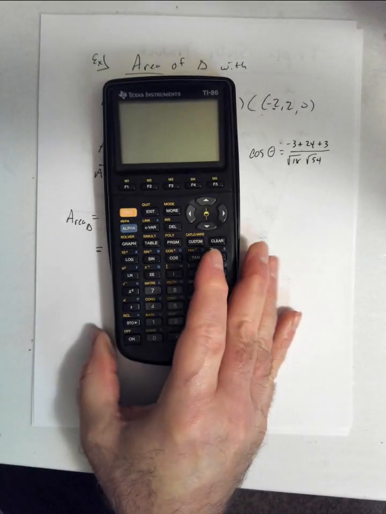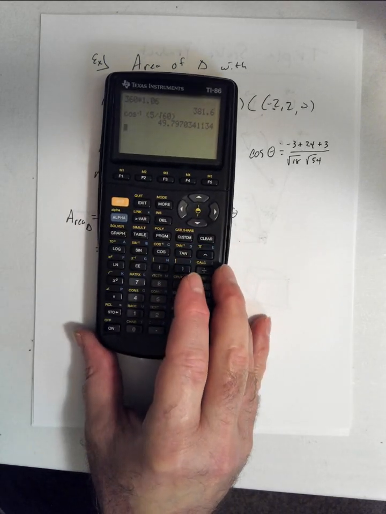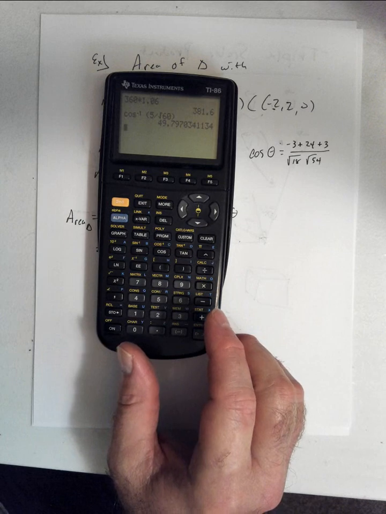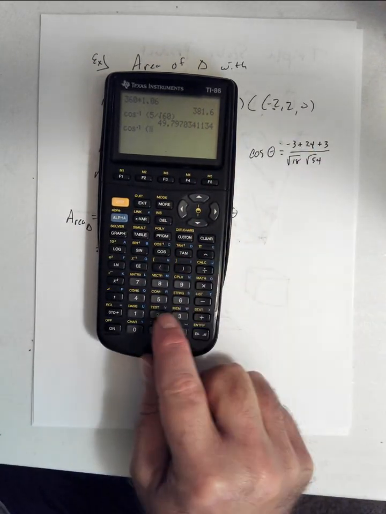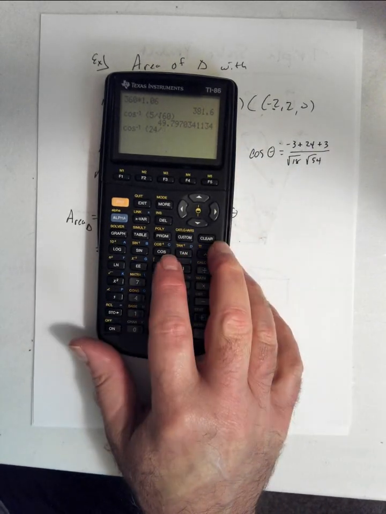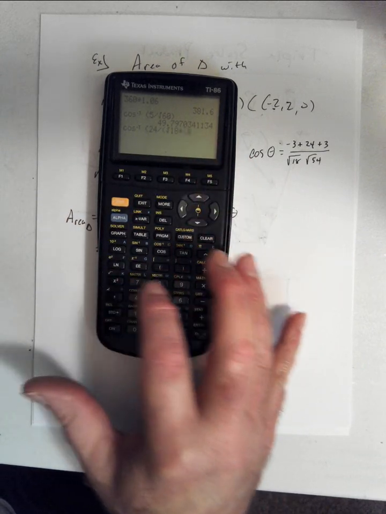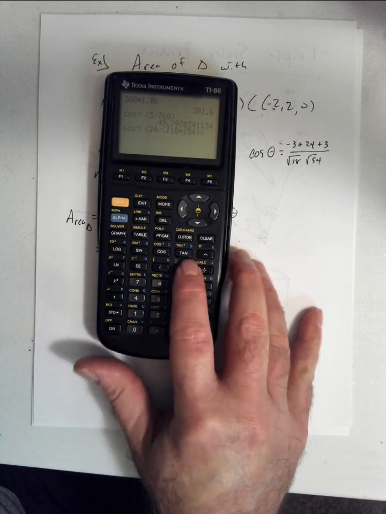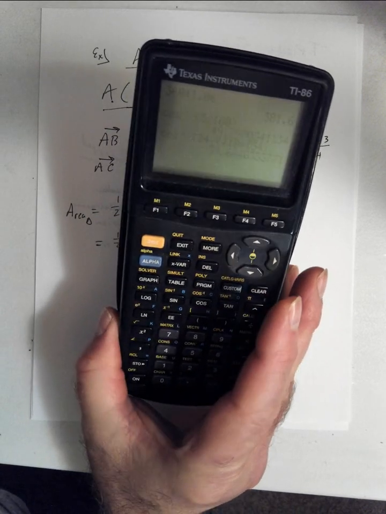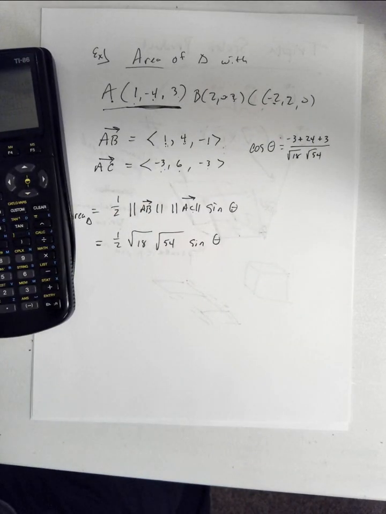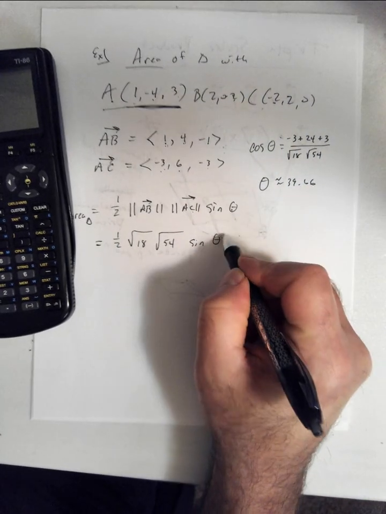So again, to the calculator we go. Turn the contrast down a bit, there we go. So we have cosine inverse of 24 divided by this product of root 18 times root 54, and the angle between the vectors is about 39.66. So theta is about 39.66. So now we can plug that in here.